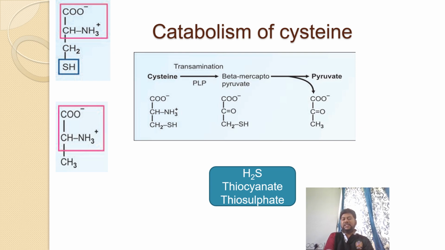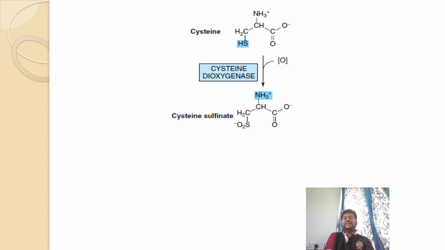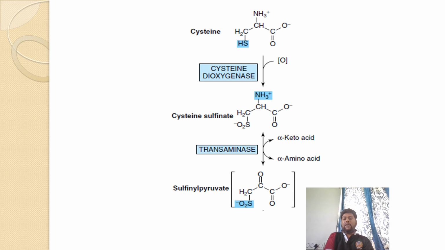Initially, before undergoing transamination, the sulfur atom present in cysteine will be oxidized by an enzyme called cysteine dioxygenase. This cysteine dioxygenase oxidizes the sulfur atom and converts it into cysteine sulfinate. After this, the procedure follows the previous pathway. It will undergo transamination to form sulfinyl pyruvate, then it undergoes removal of the sulfur atom and ultimately forms pyruvate, which in turn will be utilized for gluconeogenesis.